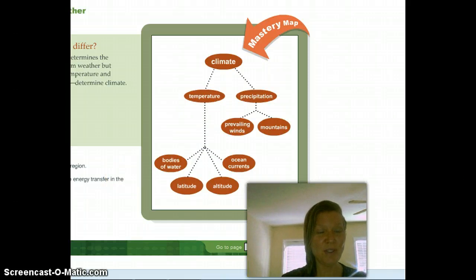So our main goals for this unit are going to be defining climate and applying it to a familiar region and explaining how weather and climate involve energy transfer in the atmosphere.